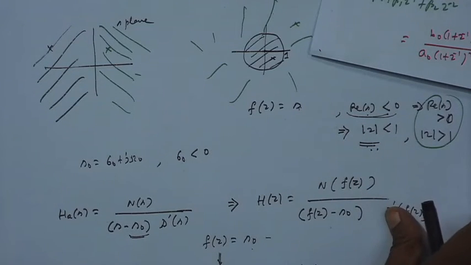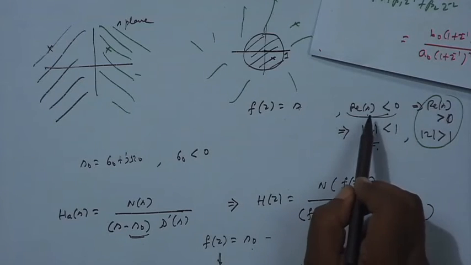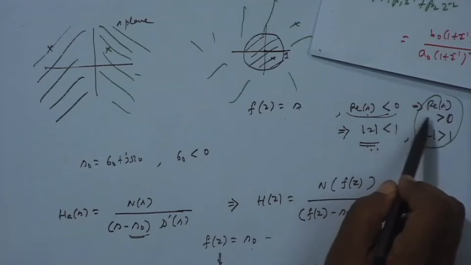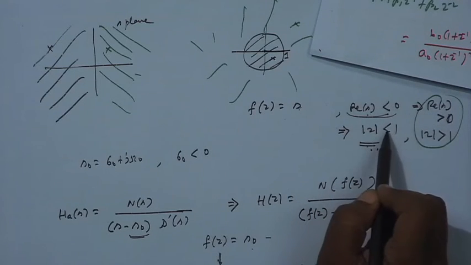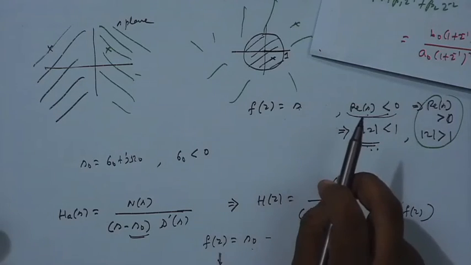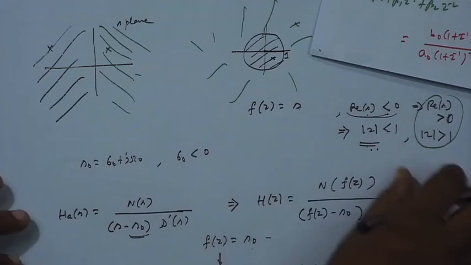These two conditions. But how about the real part of S equal to 0? This part we have not shown. This we will now consider. Suppose the real part of S is 0, that means S is just j omega.